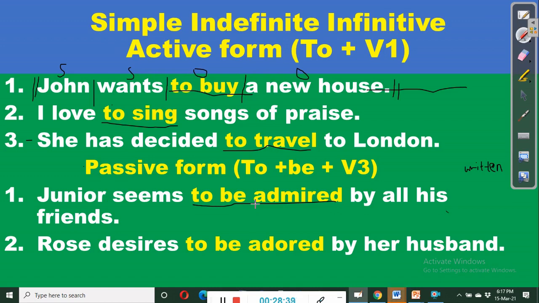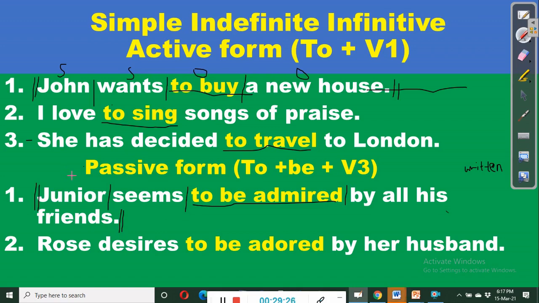Now, in the active infinitive, the subject is the doer of the action. Now let's look at sentence number 1 under active form, and we can see that the subject here is the one performing the action of wanting to buy. All right, let's now analyze the sentence 1 under passive form, and we will be able to look at the difference here.